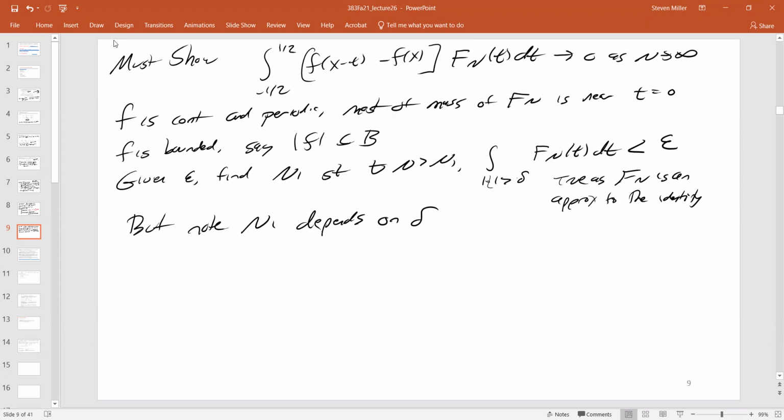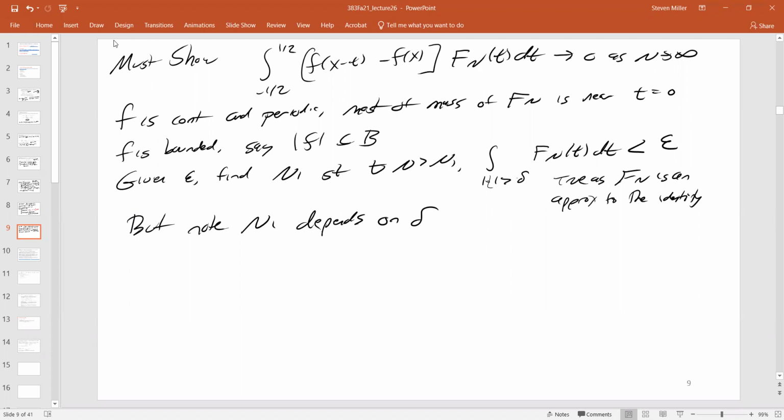Okay. What about f of x minus t minus f of x? How large could that be? What's the largest f of x minus t minus f of x could be? 2B, right? The worst case would be that one of them is B and the other one is negative B. So we know that the difference in the functions is at most 2B. When do we expect the difference of the functions to be small?